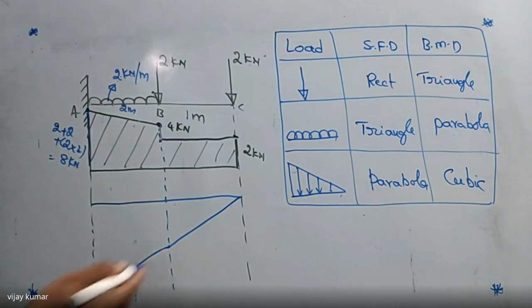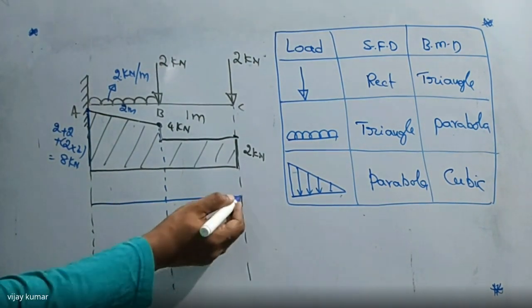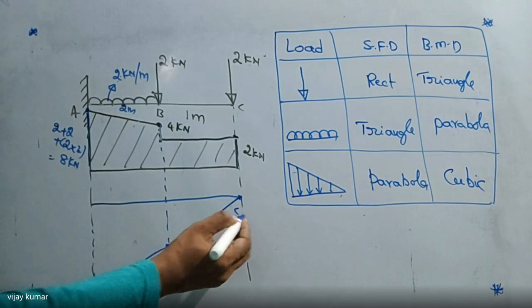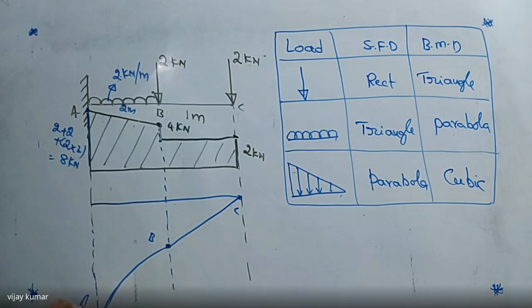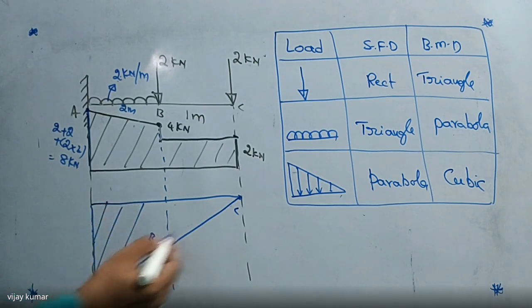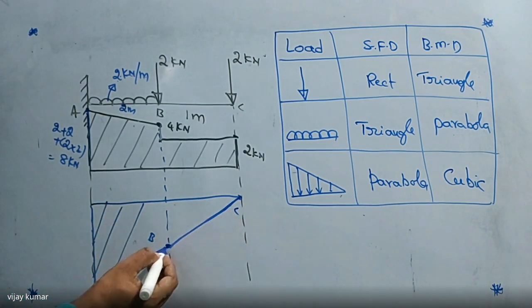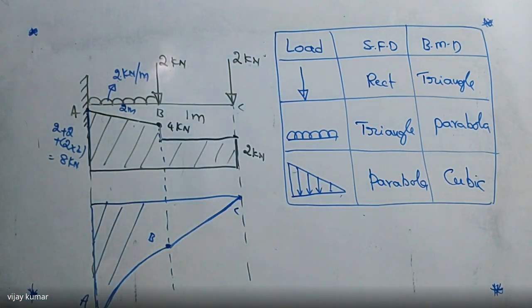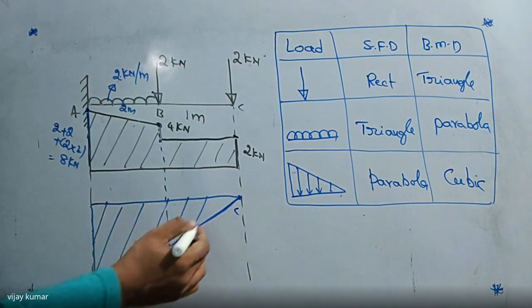But we have to find the value of bending moment here, here, and here. This point is C, this point is B, this point is A. This is the bending moment diagram. Up to this one is linear. Up to this one is a parabolic function. It is a parabola. So this is the bending moment diagram.